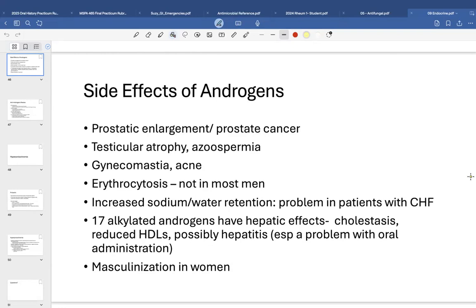There are some mineralocorticoid effects, so you get some sodium and water retention. The 17-alkylated products will have some liver effects. And of course, women who take excess androgens will have masculinization. You see a more prominent jawline, voice changes, and some of those other features.